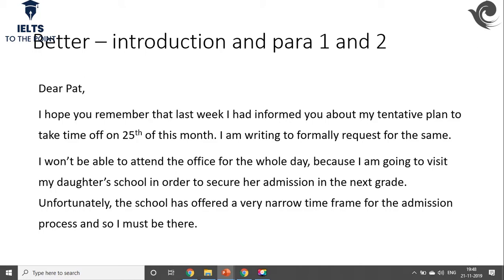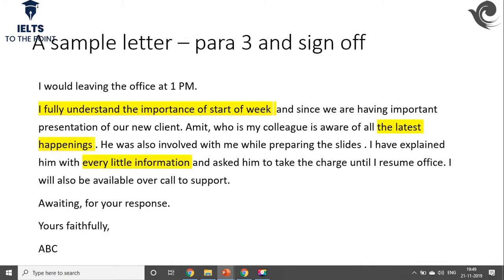Your boss might say, okay, if it is the last day, what are you doing till this point of time? You can just go on some weekend, Saturday morning, and get that thing done. So rather than that, you can simply say that the time frame that is given is quite narrow and I have to be there on 25th. All right, you need not explain anything else.